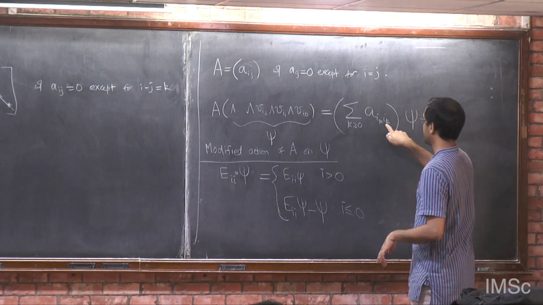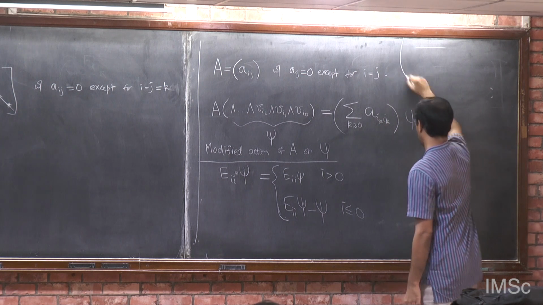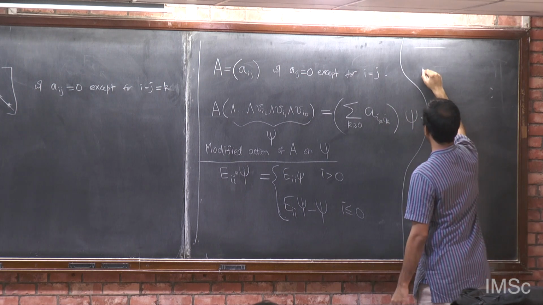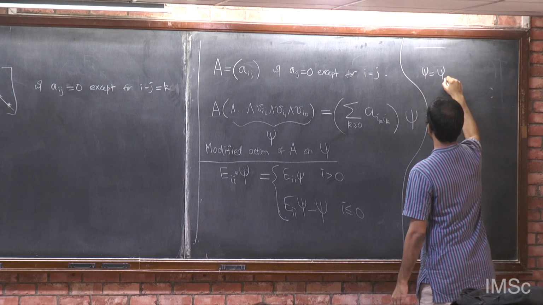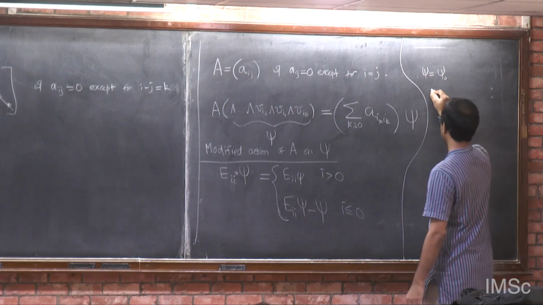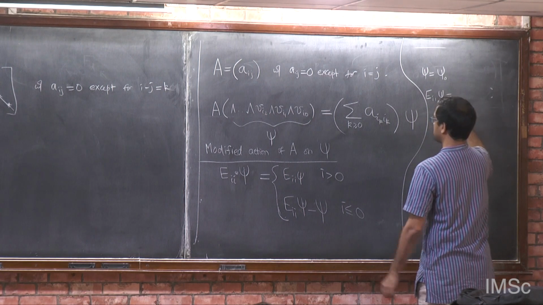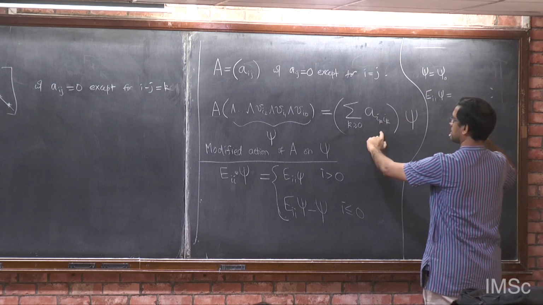See, if at least one of the i_k's is equal to i, then it will give me psi. So, let's just do it by example. If psi is, say, psi naught, the string of guys which ends at 0, then how does E_ii act? Just the usual action of E_ii on psi.